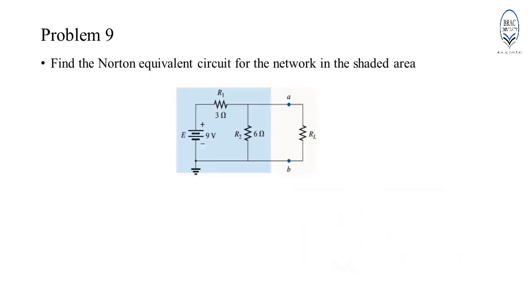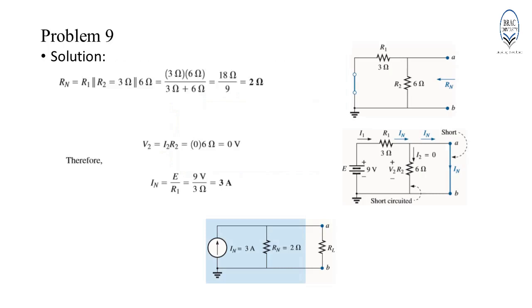Problem 9. Find the Norton equivalent circuit for the network in the shaded region. That is, we have to determine the Norton equivalent circuit for this portion of the network. The first step is to remove the load resistance RL and deactivate the voltage source E. We deactivate the voltage source with its short circuit equivalent. Then we determine Rn, which is basically equal to R Thevenin. In this case, Rn is equal to 2 ohm.